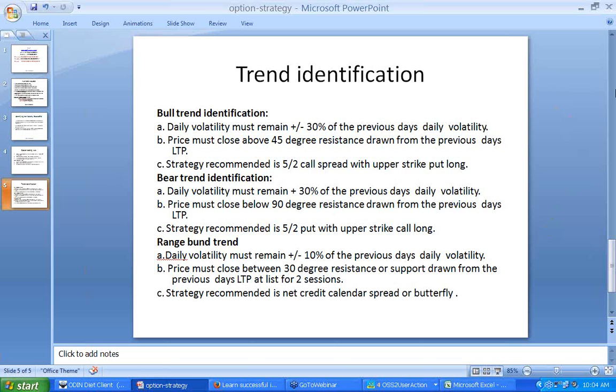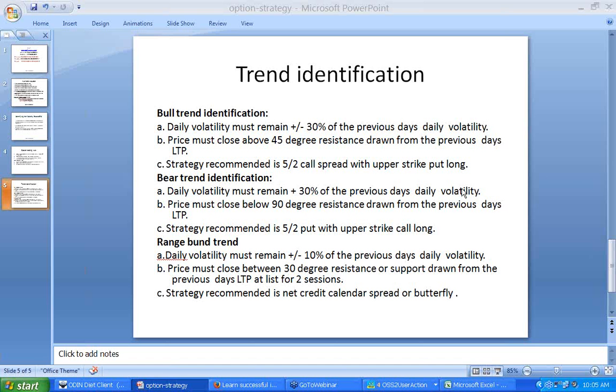But take note, this is the simplest way to find out bull trend, bear trend and range bound trend. In the range bound trend you must think of forming short straddles, short strangles, or you can form conversion, covered call, covered put, anything wherein you will be receiving the money. Those kinds of strategies you can form in case of a range bound trend.